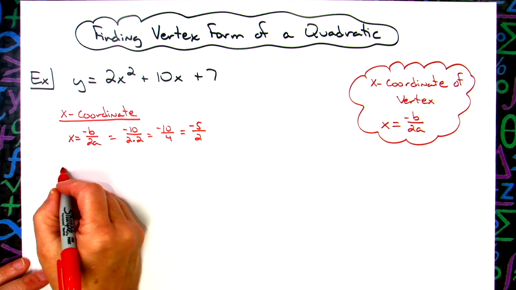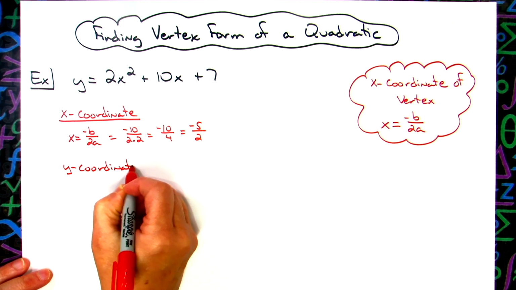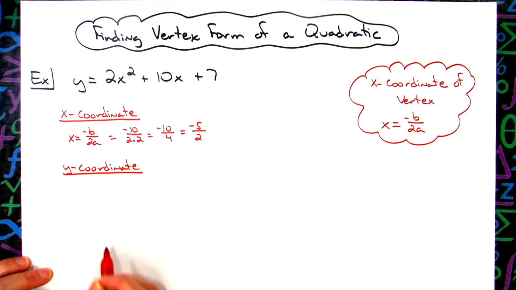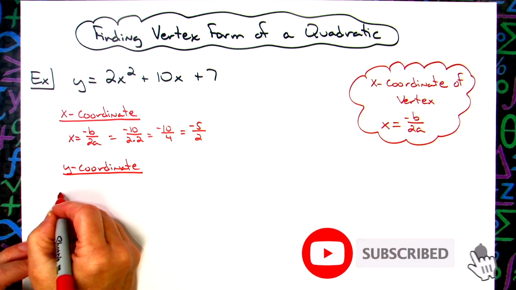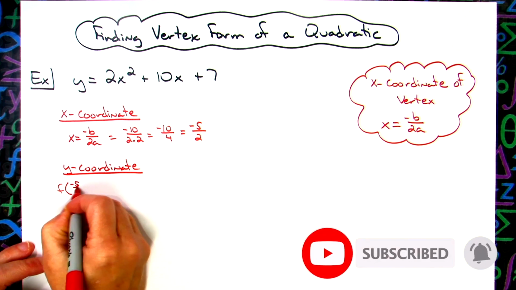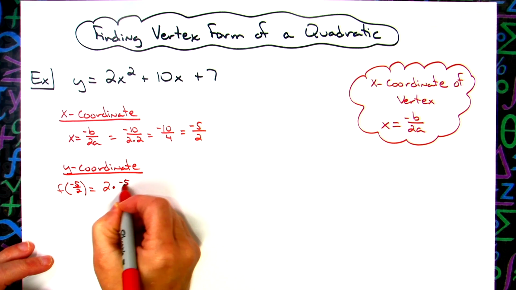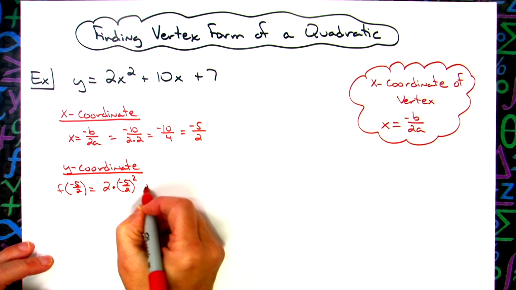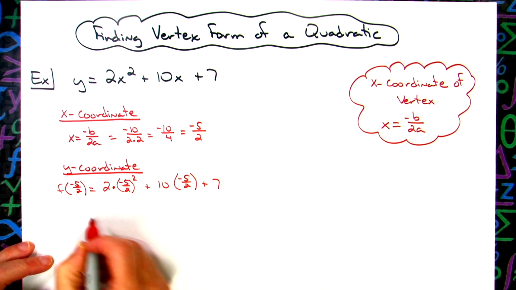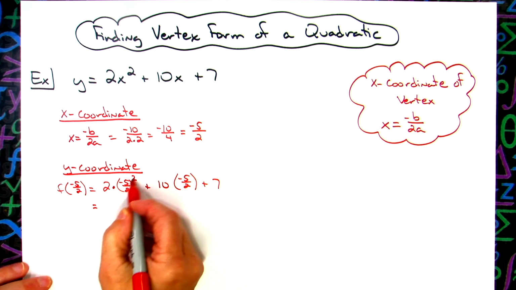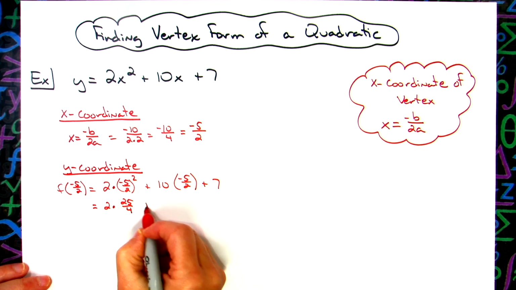So now I need to find the y-coordinate of that vertex. If I were to use function notation, I could plug this back into this function. So let's go ahead and assume that this function is called f. So f of negative 5 over 2. All right, plugging that back in: 2 times negative 5 over 2 squared plus 10 times negative 5 over 2, and then plus 7.